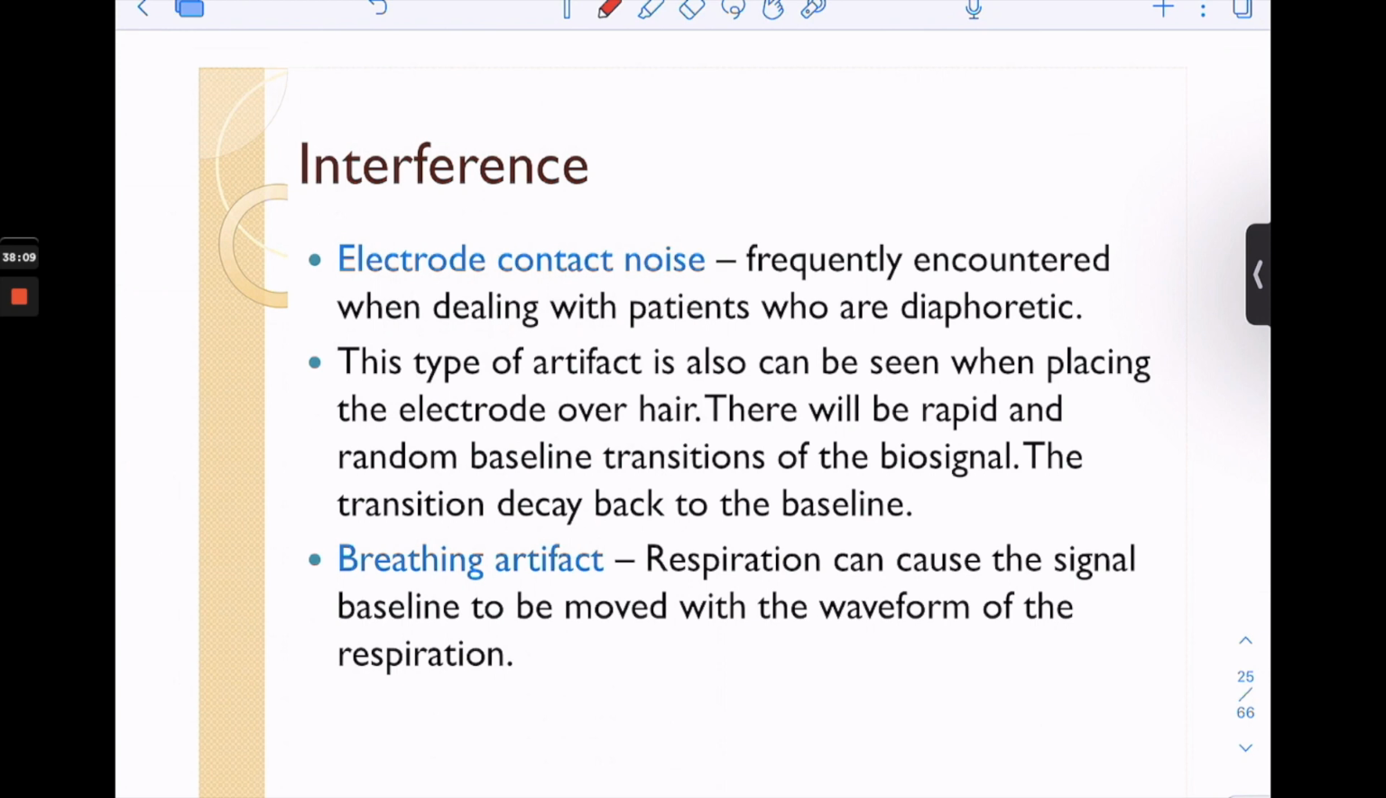Next one, we can have a breathing artifact. The respiration can cause the signal baseline to move with the waveform of the respiration. So when we do the usual ECG measurement, that's why we want the patient to sit in a comfortable position, and she or he must be relaxed and breathing in a normal manner, so that we can reduce the breathing artifacts.